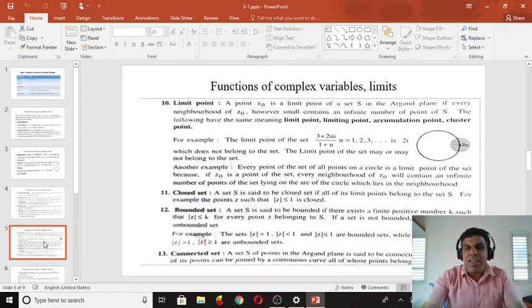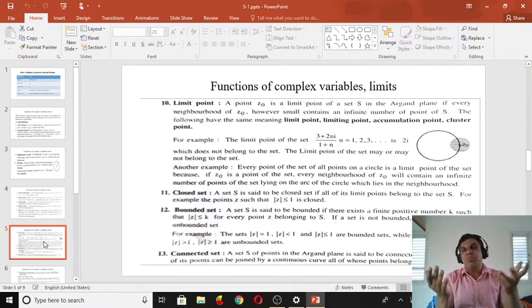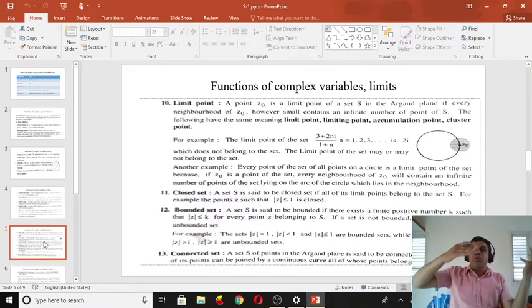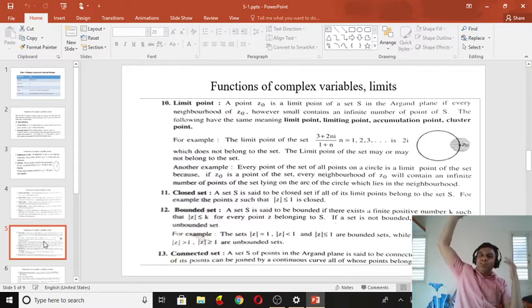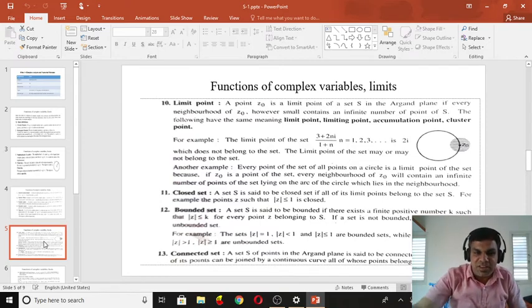In the same way, in the complex plane, mod z equal to 1, mod z less than 1, and mod z less than or equal to 1 are bounded sets, while mod z greater than 1 and mod z greater than or equal to 1 are unbounded sets. We can't define a bound there; whatever number we give, the function is more than that. That is called an unbounded set.